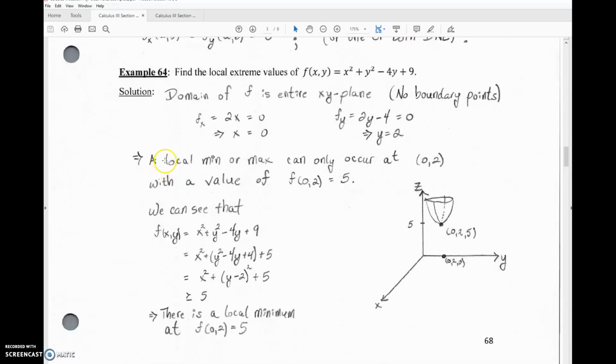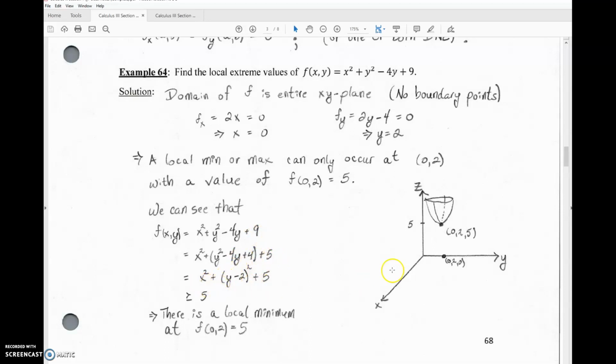Okay, so for example, let's find the local extreme values of f of x, y equals x squared plus y squared minus 4y plus 9. By the way, this is a paraboloid, so if I change it into kind of a standard form, I'll jump down here first. We can see that f of x, y, so I can complete the square with y squared minus 4y to get (y minus 2) squared. So this 9 becomes a 5, right? I have to pull 4 of them in here.